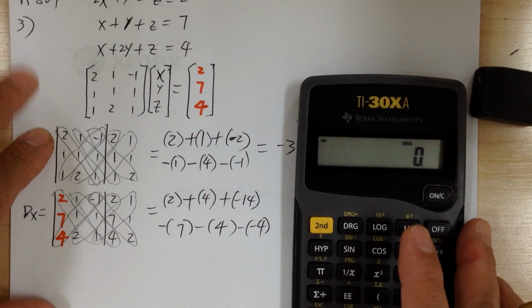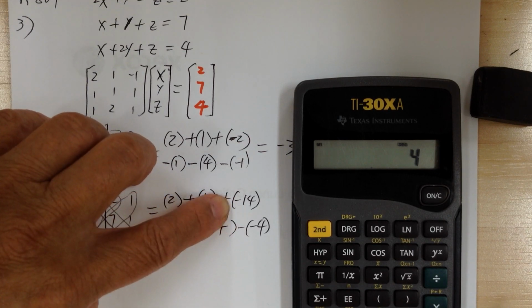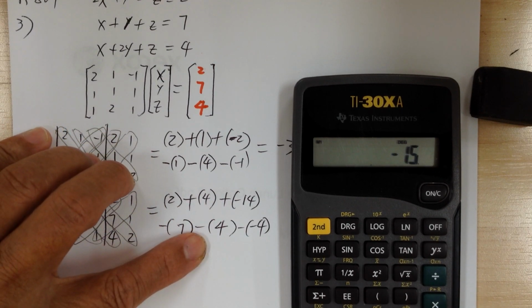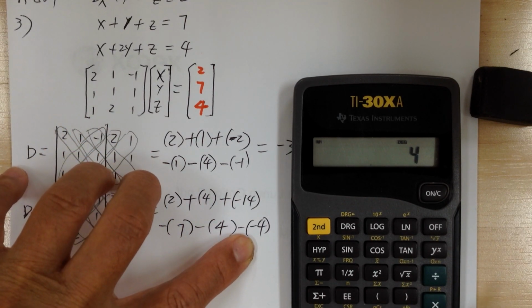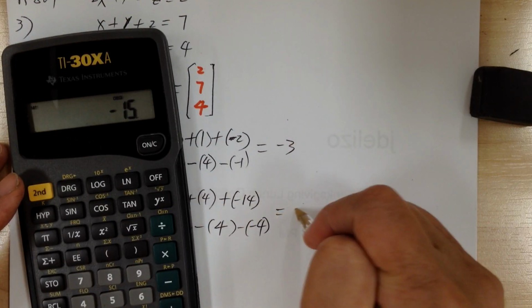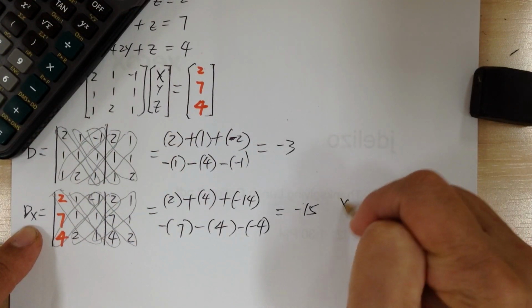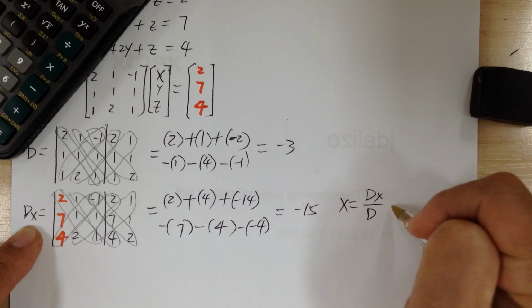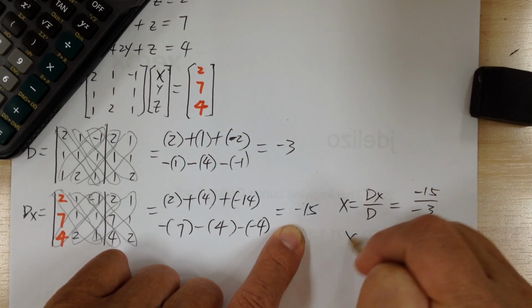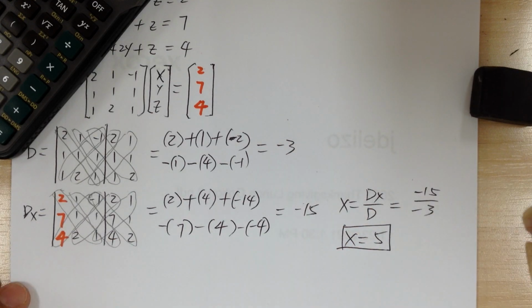Okay, then get your calculator. So this would be 2 plus 4, and this plus and minus becomes minus 14, and this would be minus 7, minus 4, and this becomes plus 4, and so this is equal to negative 15. Okay, and so we can find the x, right? So x equals Dx over D, so x equals negative 15 over negative 3, so x equals 5. Okay, let's find Dy.